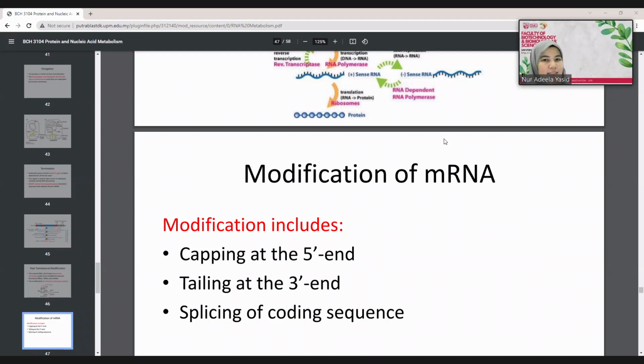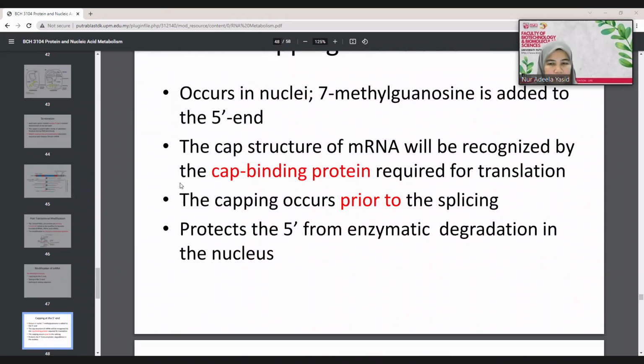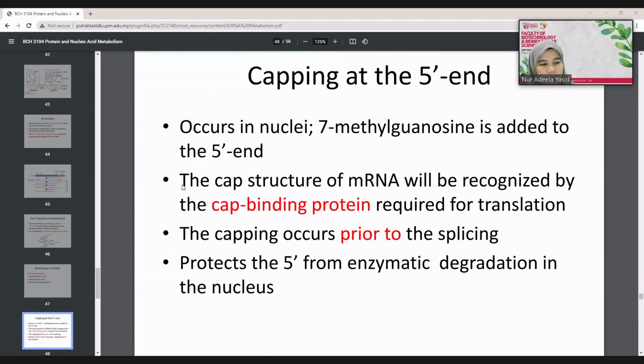These are the three steps involved in the modification of mRNA. What does it mean by capping at the 5' end? This step occurs in the nucleus, in which 7-methylguanosine is added to the 5' end. The cap structure of mRNA will be recognized by the cap binding protein, which is required for translation, and the capping occurs prior to the splicing.